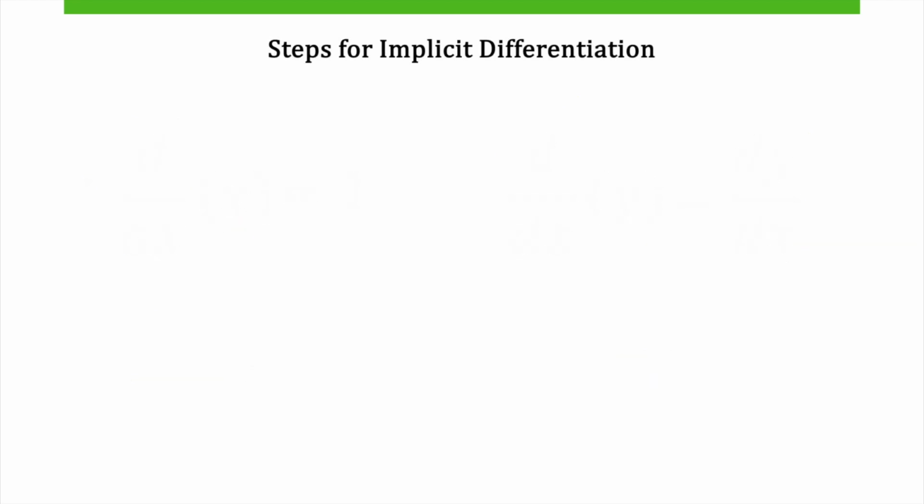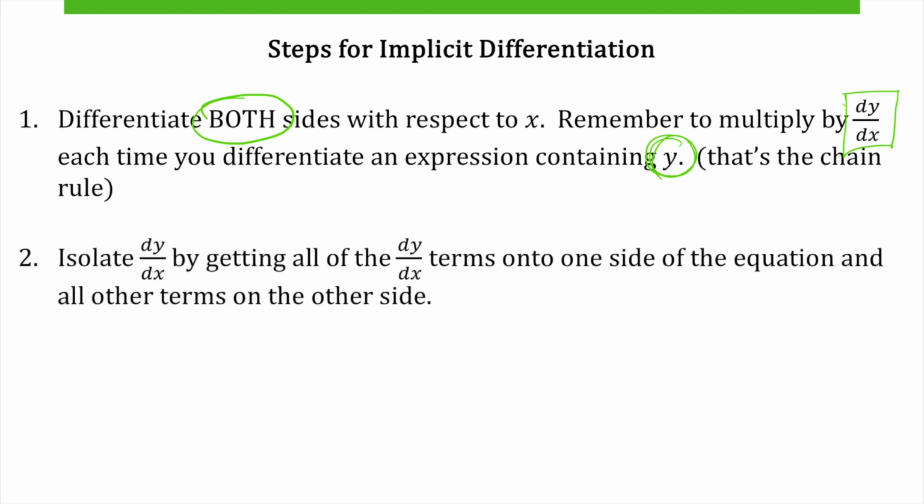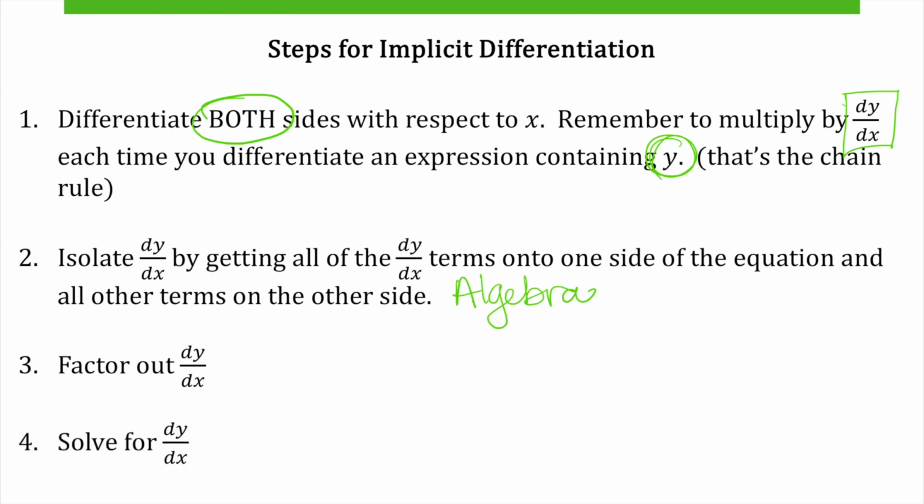So the steps for implicit differentiation. Number 1, differentiate both sides with respect to x. Remember to multiply by dy/dx each time you differentiate an expression containing y. That's the chain rule. Number 2, isolate dy/dx by getting all the dy/dx terms onto one side of the equation and all the other terms on the other side. This is the algebra heavy part. Number 3, factor out dy/dx and solve for dy/dx.